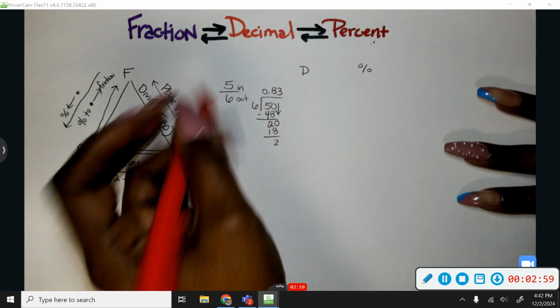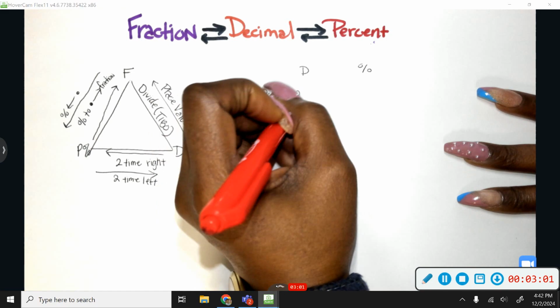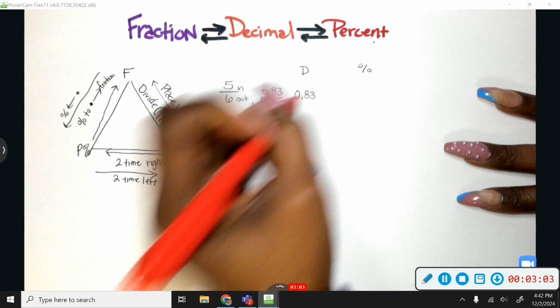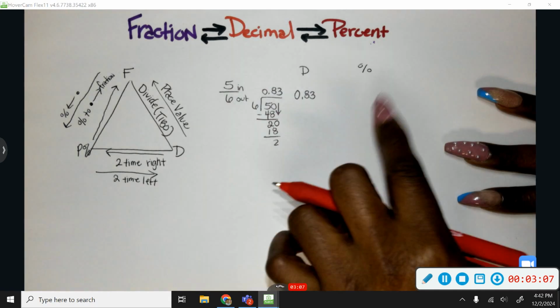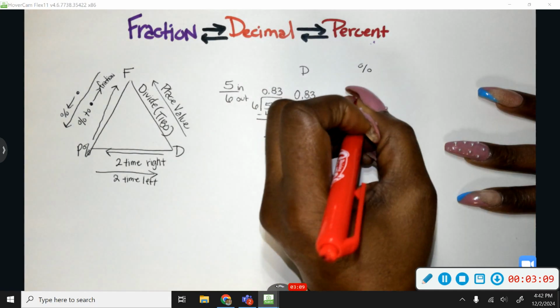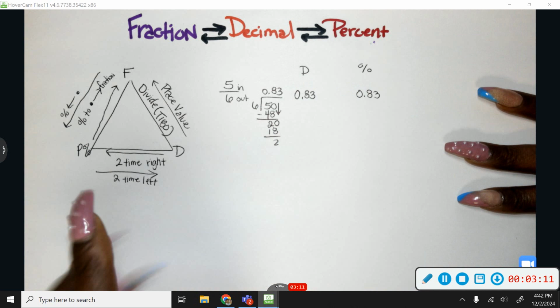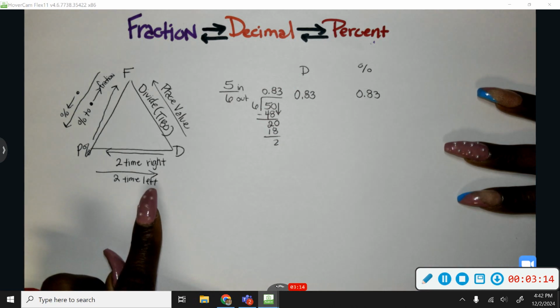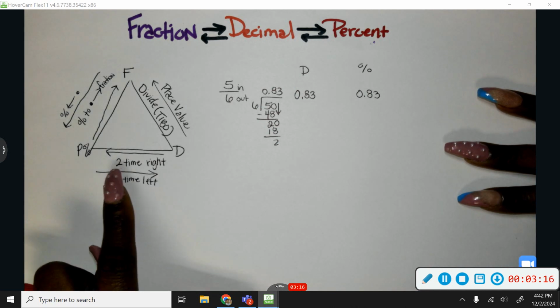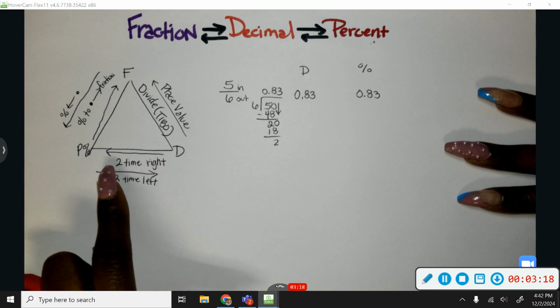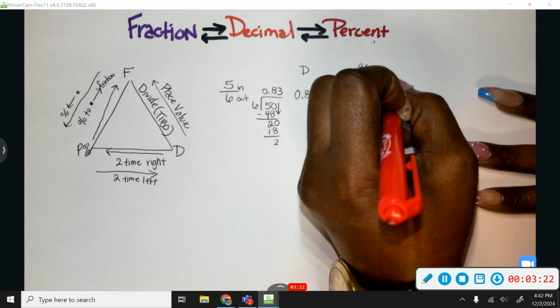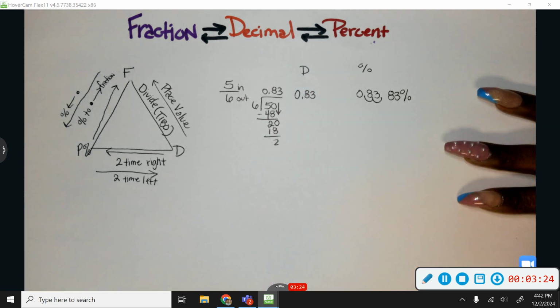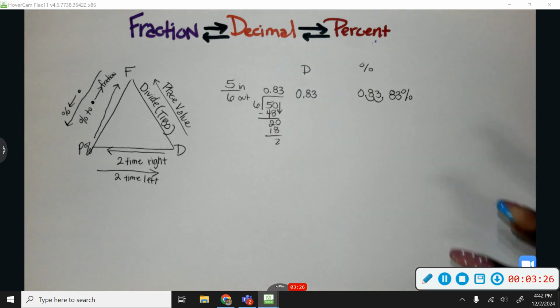So we know that 5/6 as a decimal is 0.83. Now, in order to turn that decimal into a percent, again, we're just going to move it over 2 times to the right. Sorry, we're going this way. So 2 times to the right. 1, 2, so 83%.